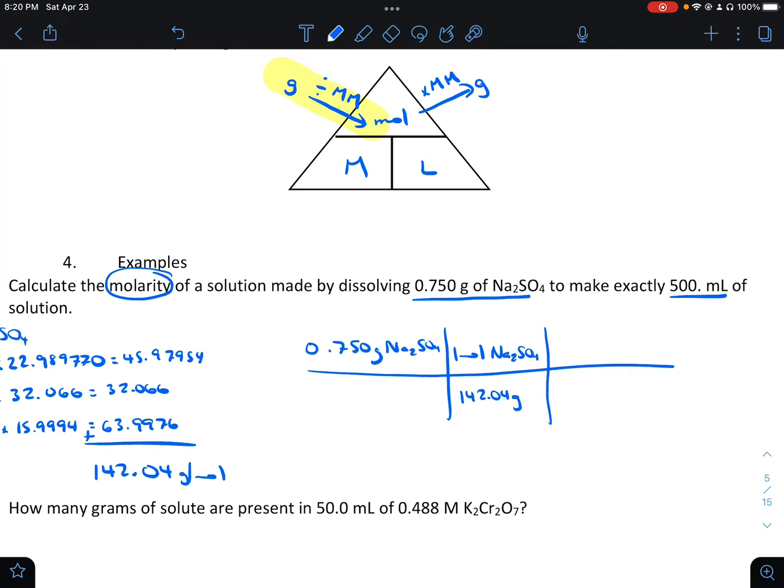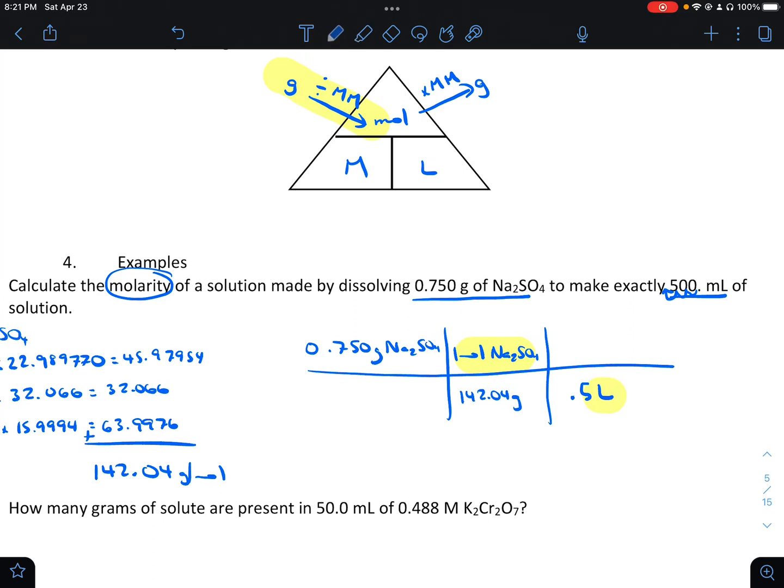All right. And now we're supposed to divide by liters. So remember, when we go from milliliters to liters, we divide by 1,000 or move the decimal 3 places. So if we move the decimal 3 places, that gives us 0.5 liters. And we're just going to divide to get moles over liters. So our goal is to get moles over liters.